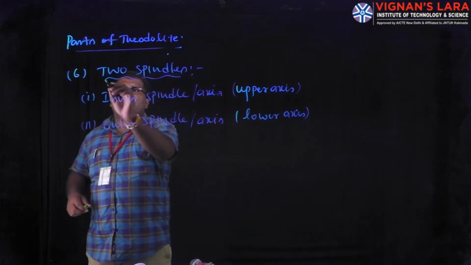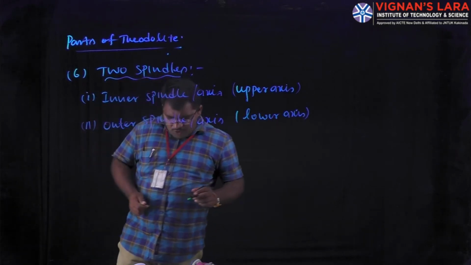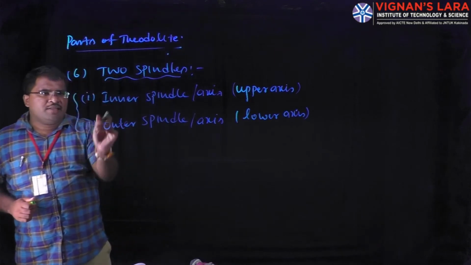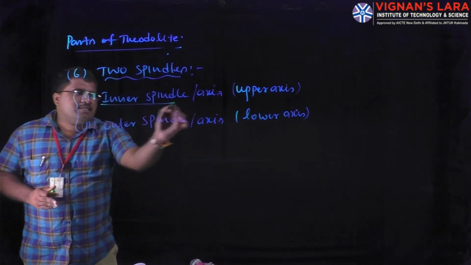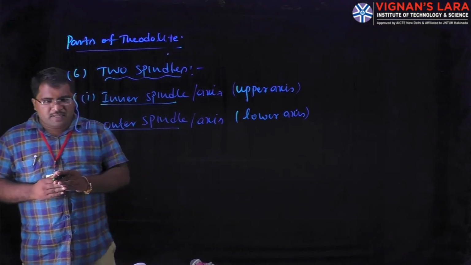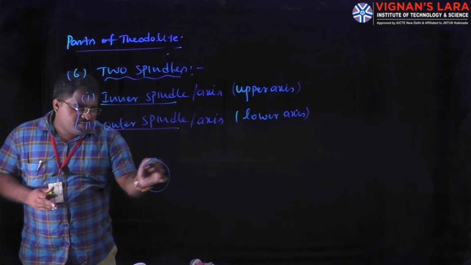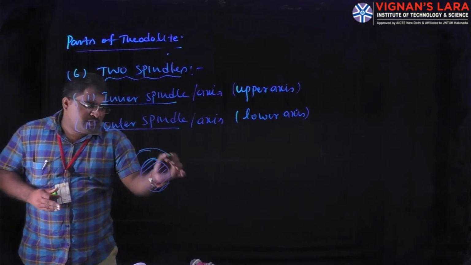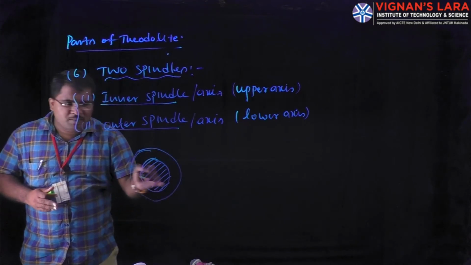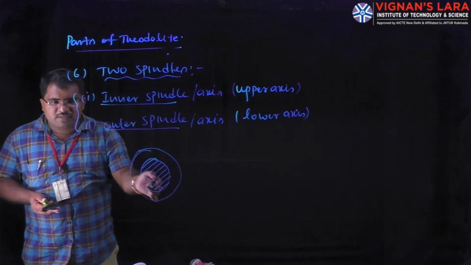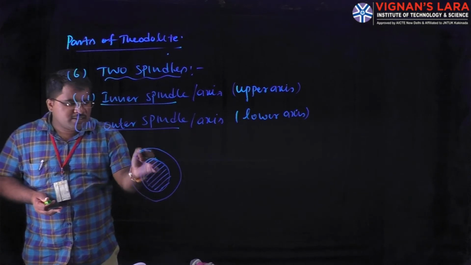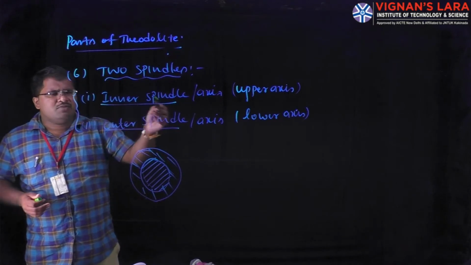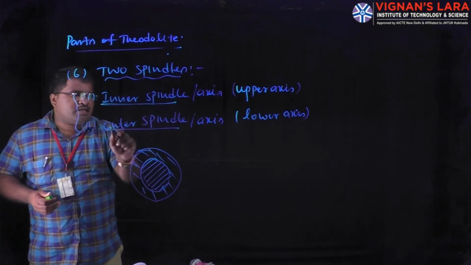The next part of the theodolite is the two spindles, or axes or centers. One is the inner spindle and the other is the outer spindle. Normally the inner spindle is a solid part, and around this we have the outer spindle, which is normally hollow. Otherwise we also call them the inner axis and the outer axis.